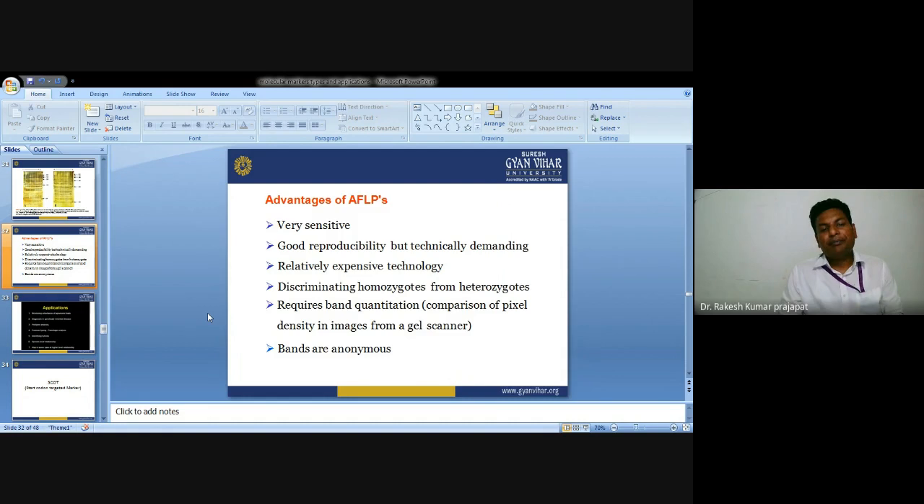So this is very sensitive. AFLP is very sensitive, with good reproducibility, but technically demanding. It is a relatively expensive technology because PCR is involved. You can easily discriminate homozygotes from heterozygotes with the help of AFLP. It requires band quantitation, comparison of pixel density, and so on, because it produces a large number of bands. So quantitation of the bands is very important. Bands are anonymous because we are generating a large number of them, so identifying a particular significant band from the pool of bands is very important.